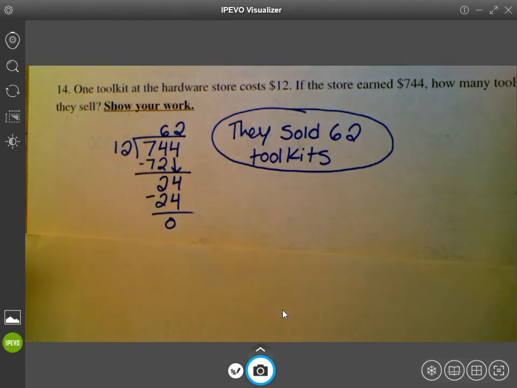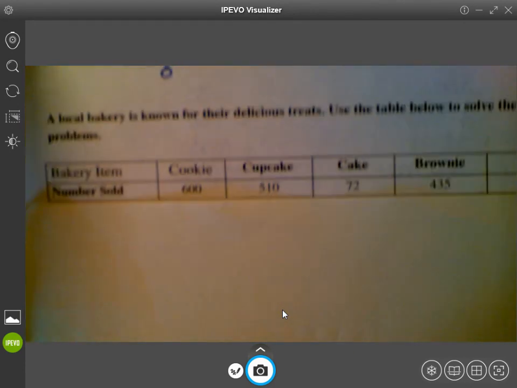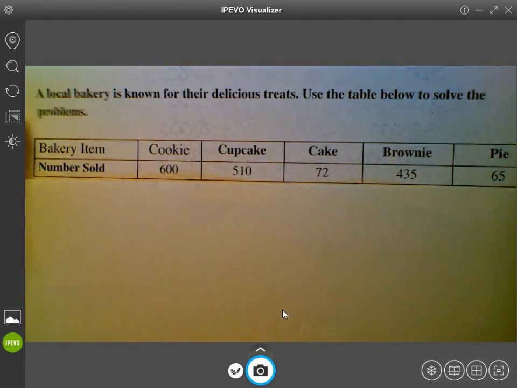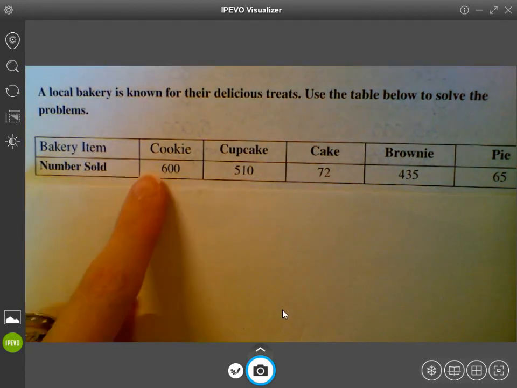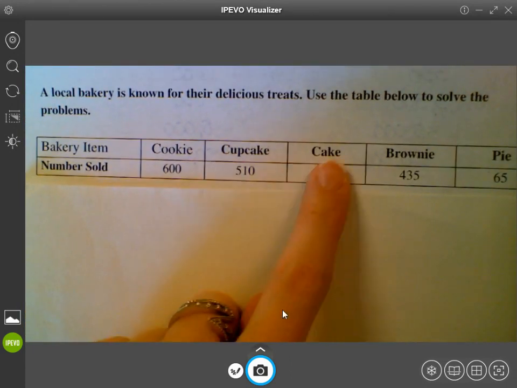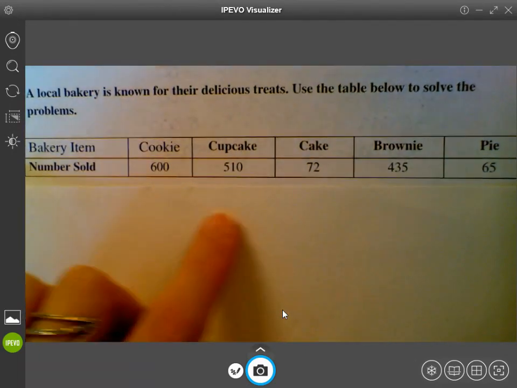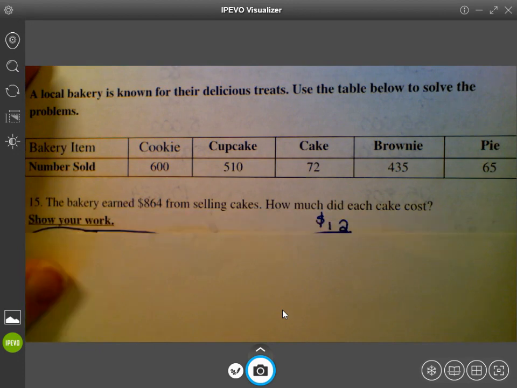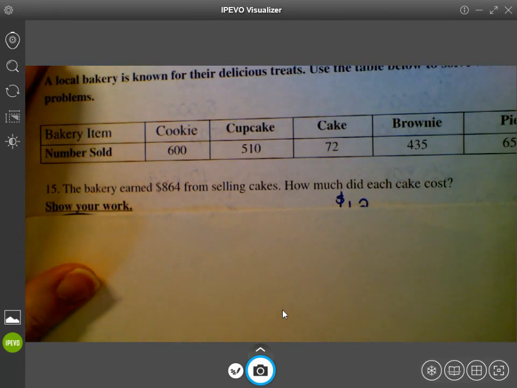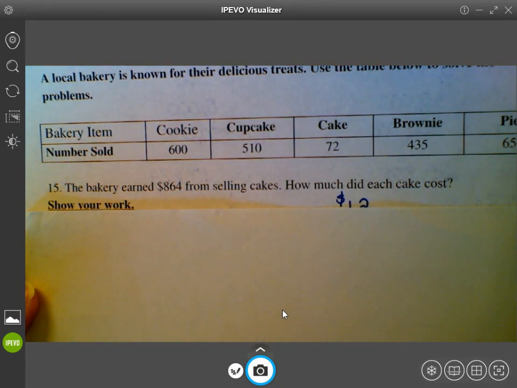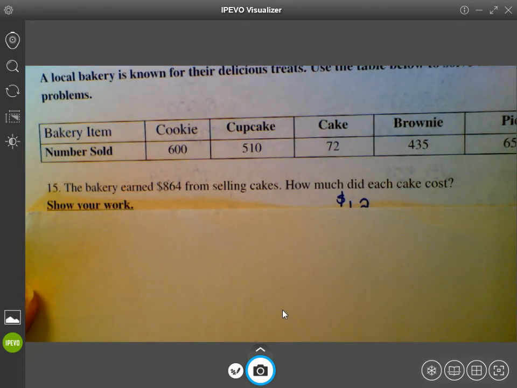Okay. Then we had number 15 and 16, which we were supposed to use this table to help us for 15 and 16. So a bakery, we have the bakery items up top, cookie, cupcake, cake, brownie, and pie, and then the amount that was sold of each of those on the bottom. So for number 15, it said the bakery earned $864 from selling cakes. How much did each cake cost?